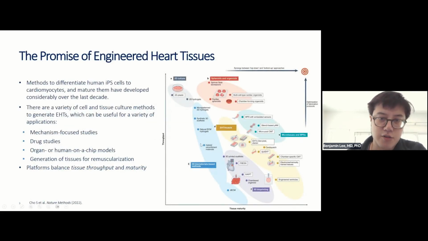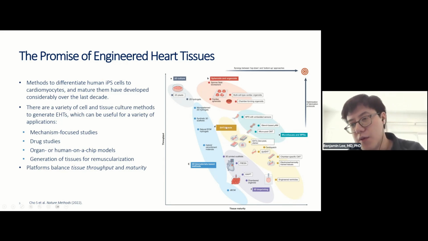So engineered heart tissues, just to introduce everybody: as methods to differentiate human iPS cells to cardiomyocytes and mature them have developed, many different methods have started to pop up with regards to how to generate three-dimensional tissues. And these range from spheroids and organoids all the way out to entire contractile and pressure generating chambers.